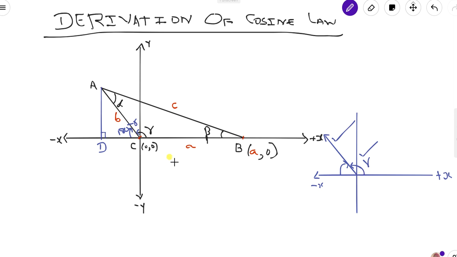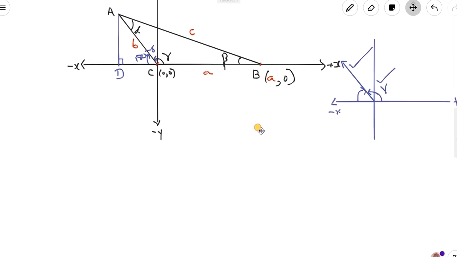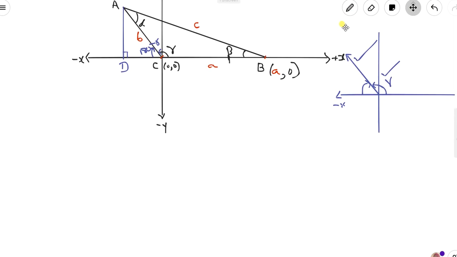Okay, so we are going to prefer here angle gamma while dealing with this triangle ADC. Okay, so let me remove this word. Instead of removing, how about if I just simply move upwards a little bit? Okay.